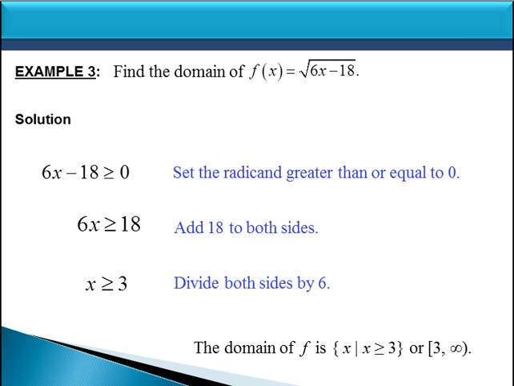So the domain of this particular function f in set builder notation, we would read this as all x's such that x is greater than or equal to 3. Or in interval notation, we would write that as a square bracket with 3 being our smallest number in our domain, and then comma, all the way up to infinity, and then close it with a parenthesis. Okay?